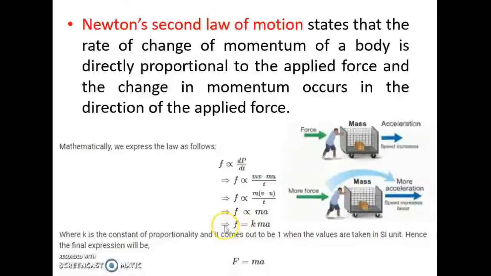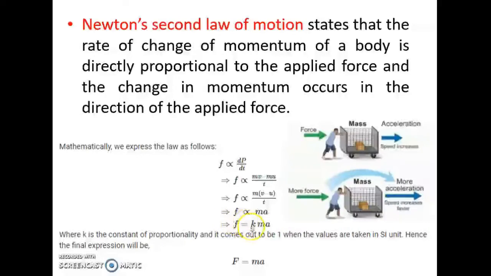Now what is the SI unit for force? The SI unit for force is Newton. So what is 1 Newton? 1 Newton is that force that is required to be applied on a body having mass of 1 kg, and because of that force of 1 Newton and mass of 1 kg, the body is moving with an acceleration of 1 meter per second square.